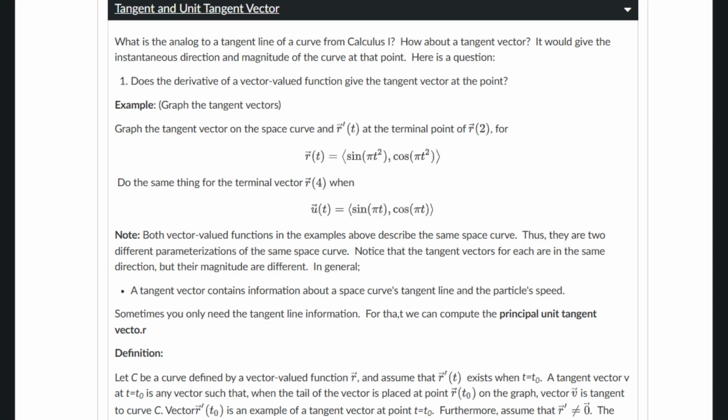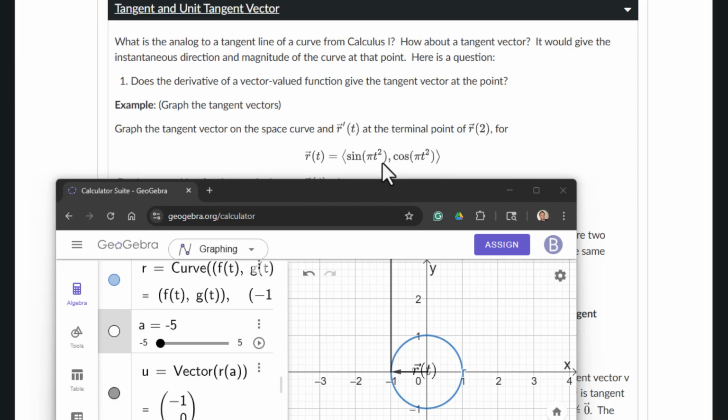The derivative of your vector valued function tells you the tangential trajectory of that particle at that time. That depends a little bit on how fast the particle is going, but also on the direction. To show you what I mean, consider this vector valued function that has a sine.